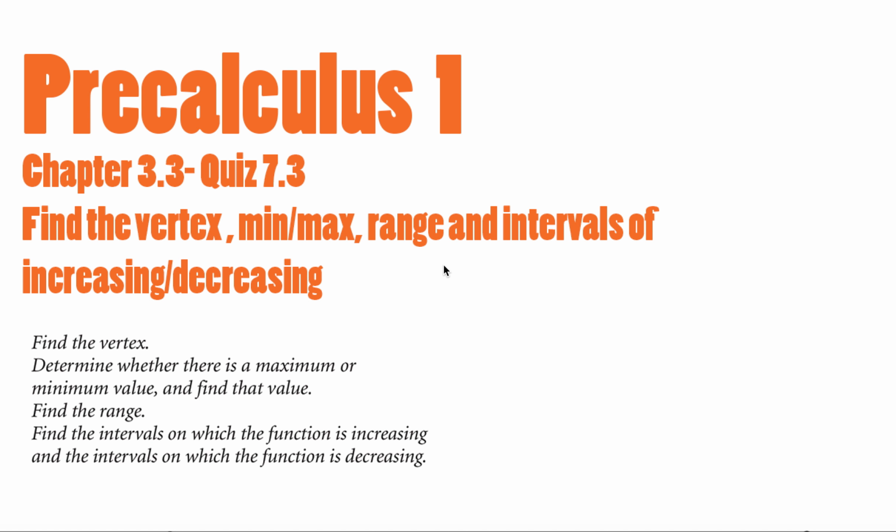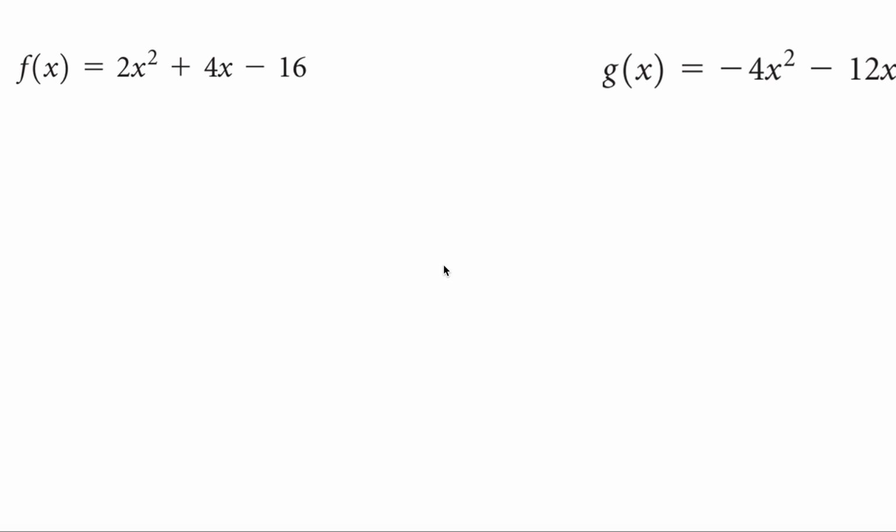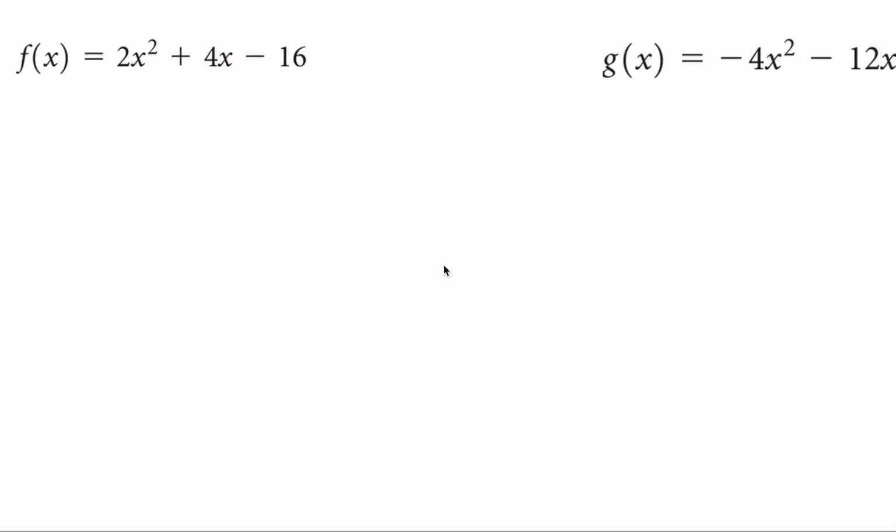In this video, we're going to find the vertex, determine the maximum or minimum value, find that value, find the range, and then the intervals in which the function is increasing or decreasing. So let's start with two examples. So you have 2x squared plus 4x minus 16.